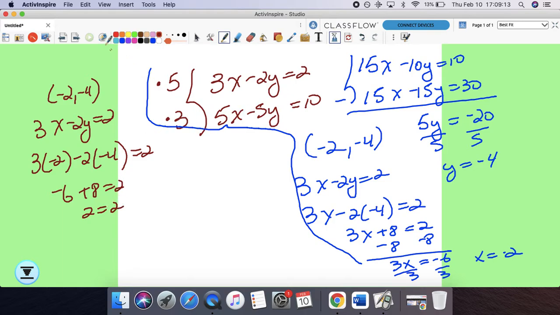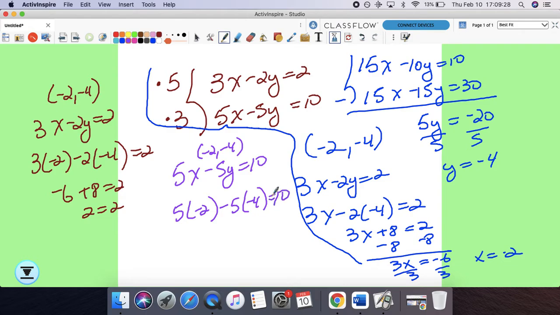Second equation, I'm going to use, let me change colors here, 5x minus 5y equals 10. So if I use the point negative 2 and negative 4, let's see, it's 5 times negative 2 minus 5 times negative 4, and that should give me positive 10. 5 and negative 2 is negative 10. Negative 5 and negative 4 is positive 20, and we're good. So that point, negative 2 and negative 4, satisfies the top and the second equation.